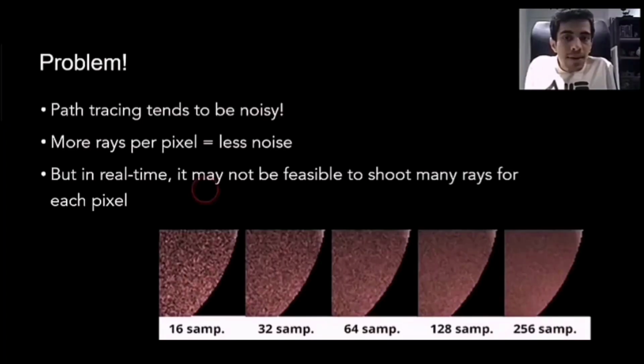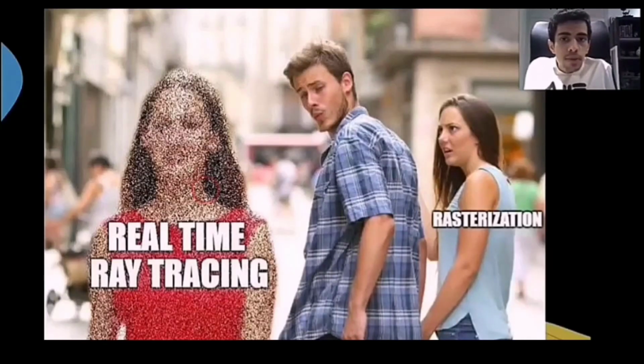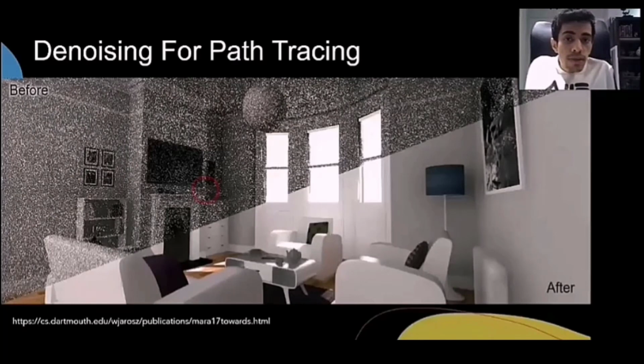However, an issue with path tracing is that because we're shooting rays in random directions all the time, the rendered image tends to be quite noisy. But the more rays that we sample per pixel, the less noisy the image gets. But for real-time applications like video games, we often cannot sample that many rays per pixel. And so while we want to do fancy stuff like ray tracing in real time, the reality is that we often end up with quite noisy images. So how do we solve that issue?